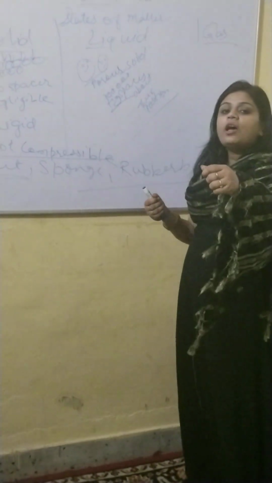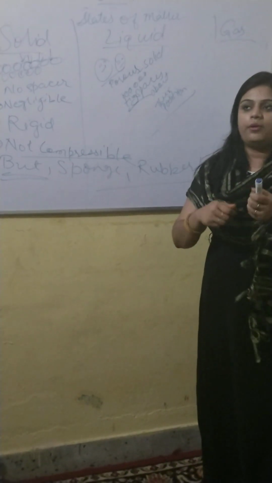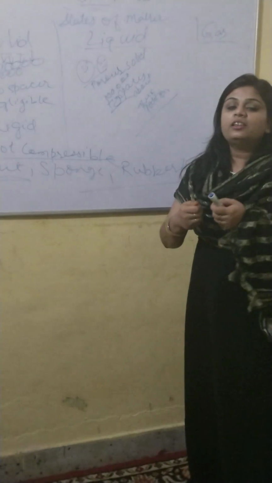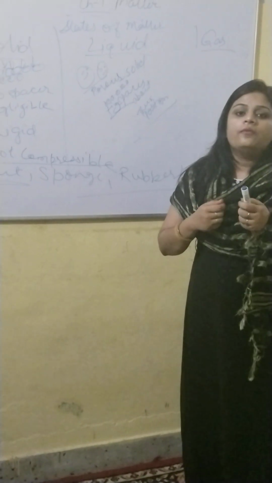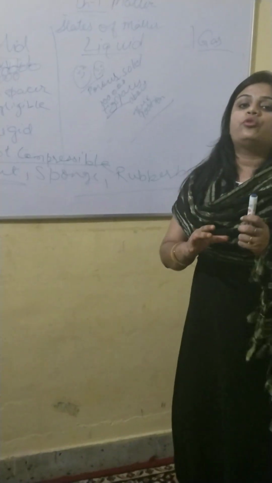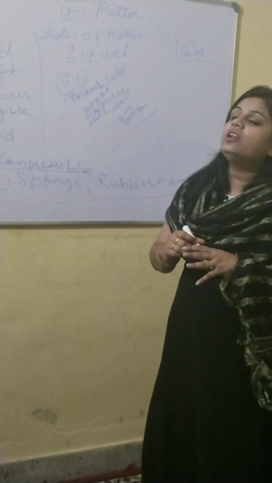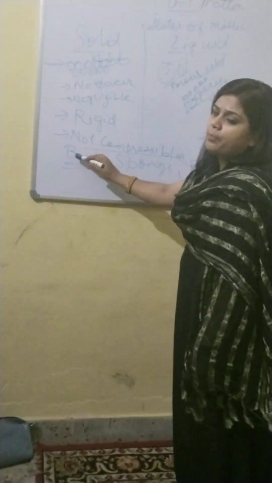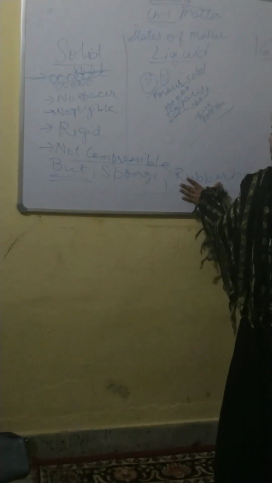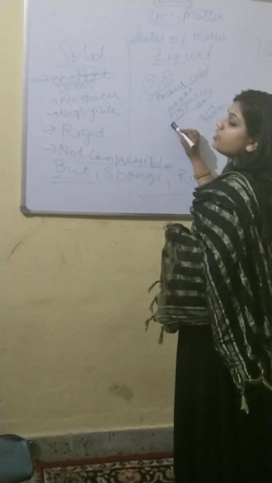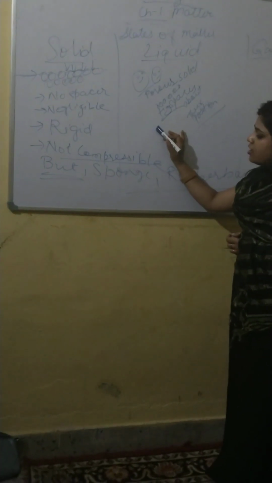And the second exception is what? Rubber band. Have you ever seen a rubber band? What do we do with a rubber band? We can stretch it, and when we leave that rubber band, it comes back to its position. So the two exceptions to this non-compressible property of solid are rubber band and sponge. And sponge is called porous solid.